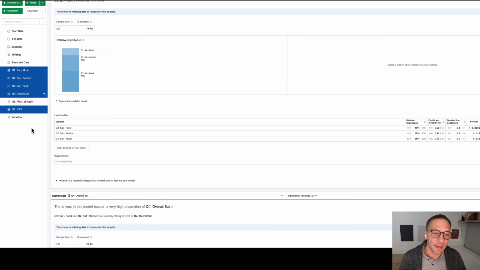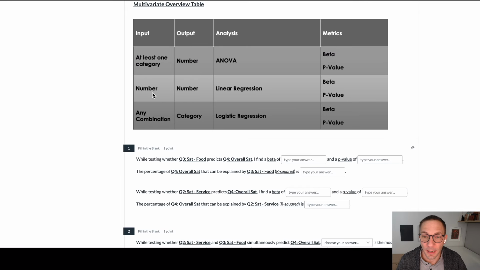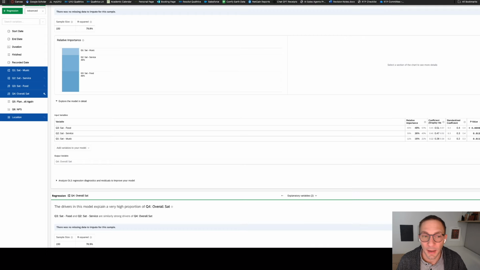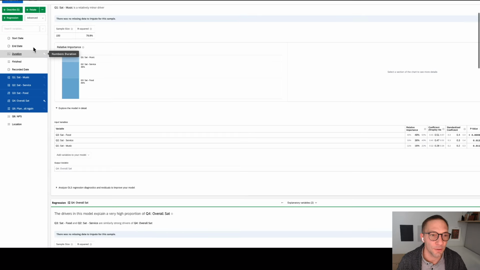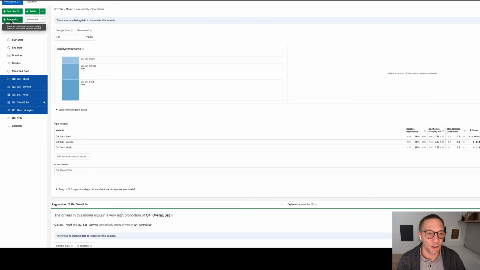Now that we've done that, let's look at what happens when we add a category into the equation. All right. So if a category is included, and our output is a number like we have here, then we're going to be running an ANOVA, and it's just going to automatically do that for us. All right. So I have location here, but actually instead of location, let me start with something a little bit more simple. So whether or not they plan to visit again, yes or no. I'm going to click regression.